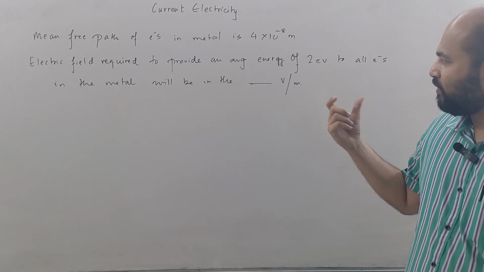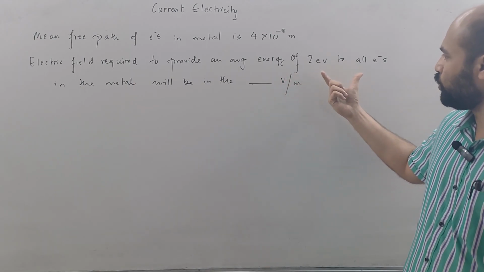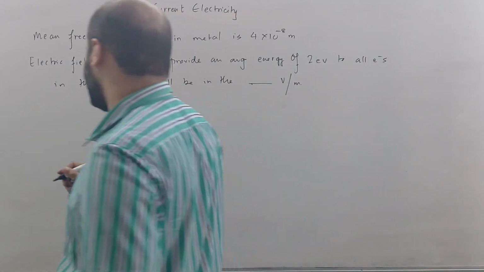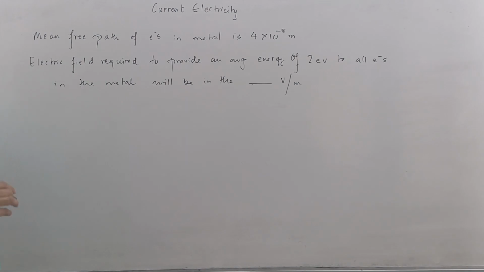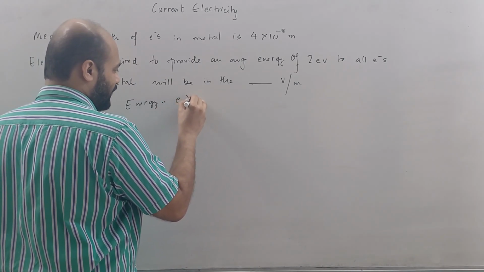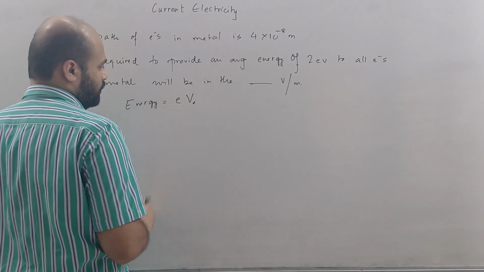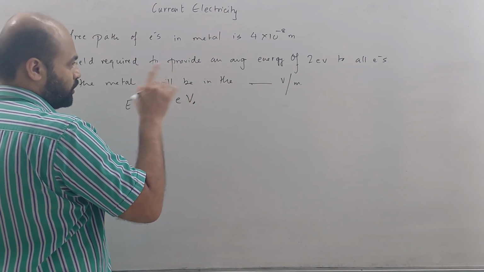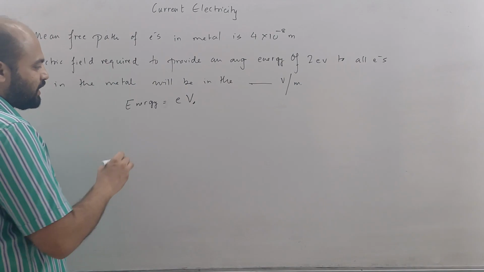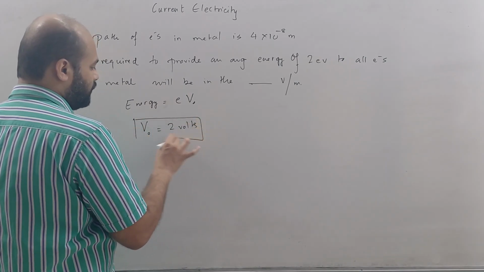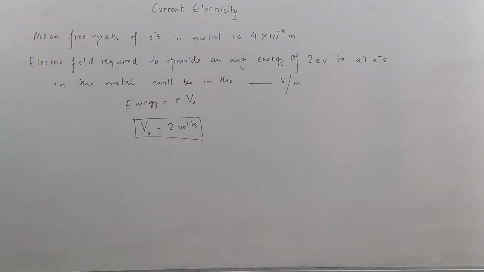Electric field required to provide an average energy of 2 electron volts to all electrons in the metal will be dash. That's what is asked. So let's start with the calculations. We know that energy can be given as E into V naught, or Q into V is the amount of energy given to a charge. So energy already is mentioned to us, that is 2 electron volts, which means that the potential that you are supplying is 2 volts. The amount of potential that you have supplied is 2 volts.